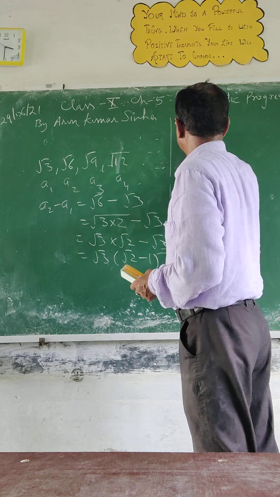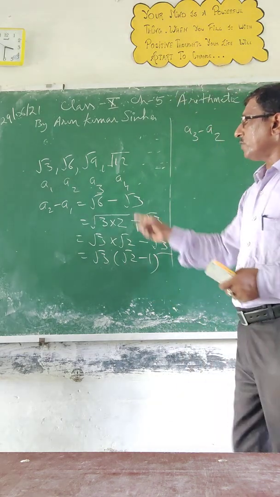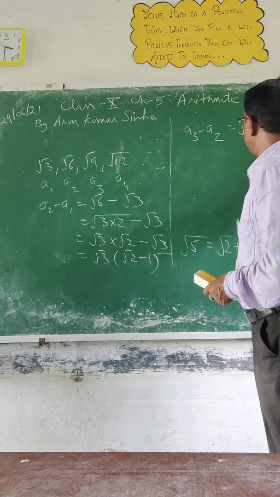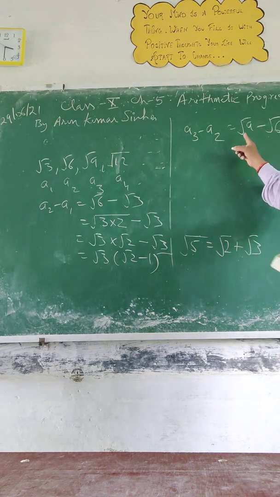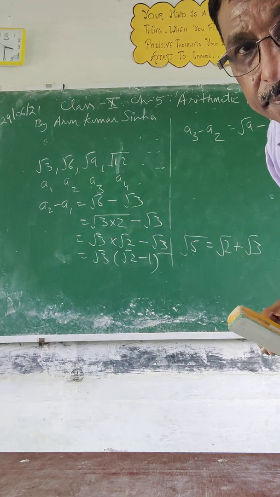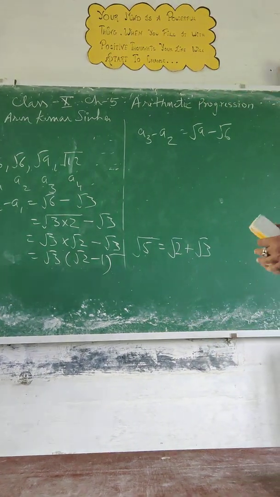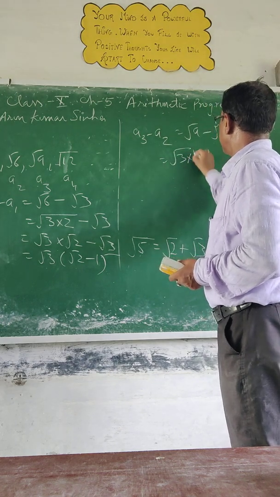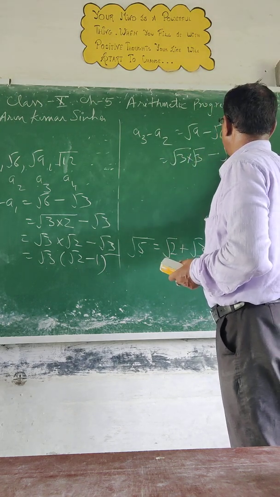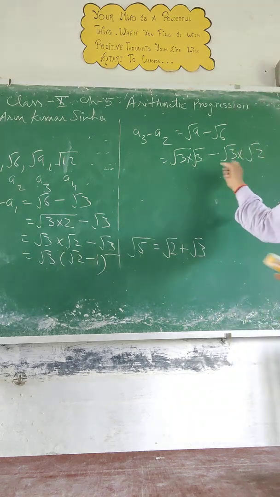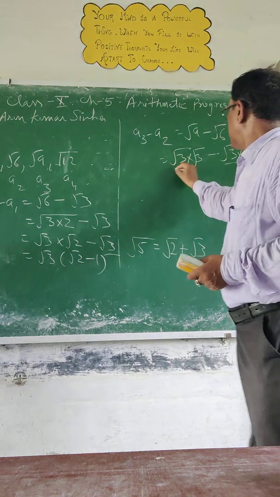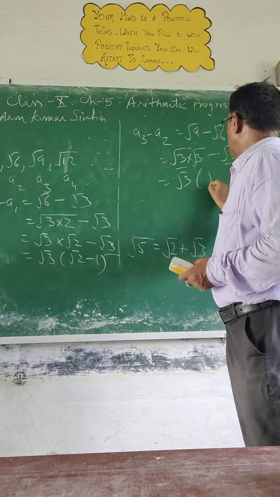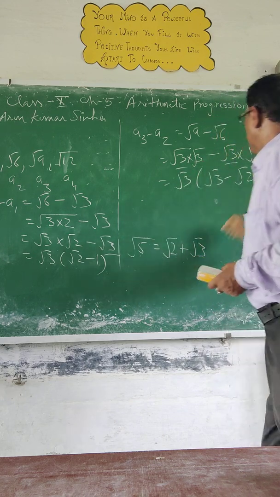Now see the next term. A3 minus A2. What is your A3? Root 9 minus root 6. Again factorize. What will you get, children? You will get root of 3 into 3, minus root 3 into root 2. As I have already discussed, you can take root 3 common. What will you get? Root 3 into root 3 minus root 2.